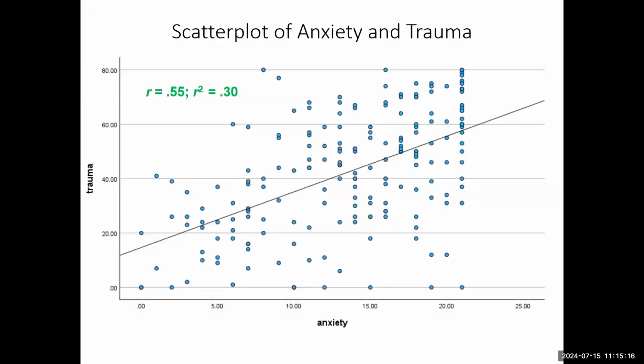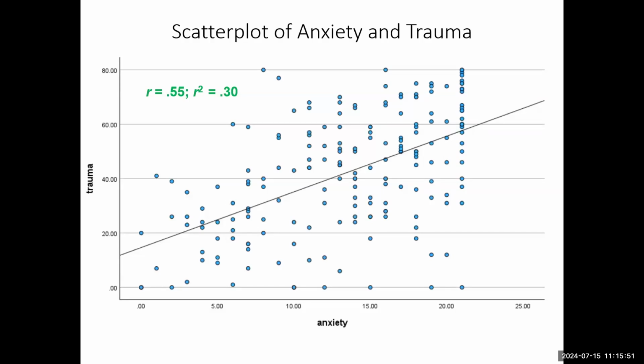So here's a scatter plot of anxiety and trauma. I put anxiety on the x-axis and trauma on the y-axis, and there's a scattering of points in the field, and that's why these plots are called scatter plots. And I put the best fit line. This plot is just from SPSS. I asked SPSS to put the best fit line in there, and we can see that the correlation between these two variables is 0.55, and if we square that value, we get 0.30.